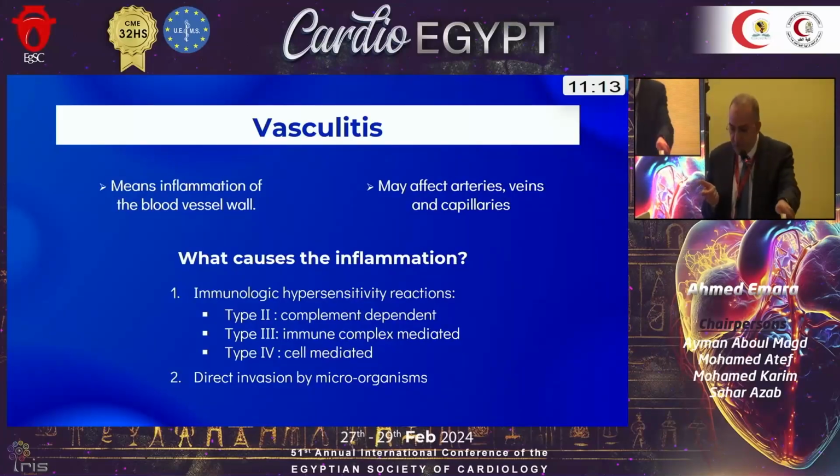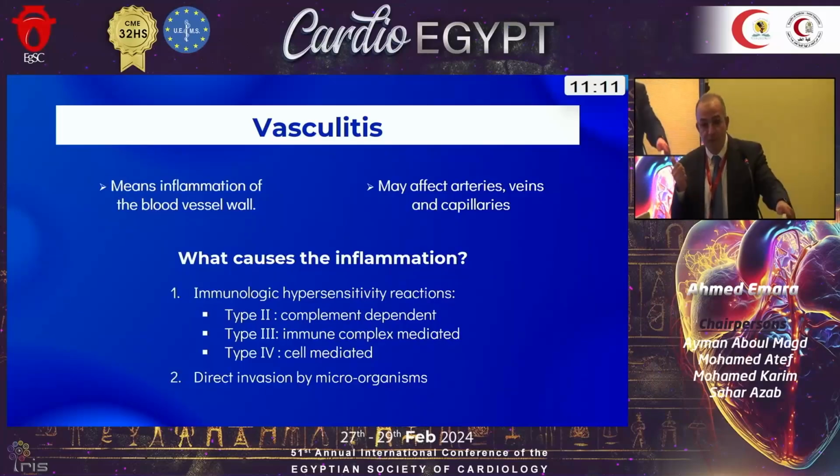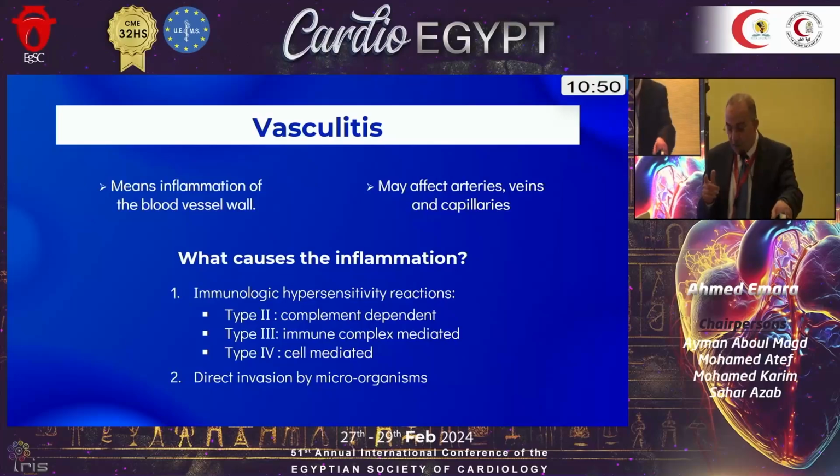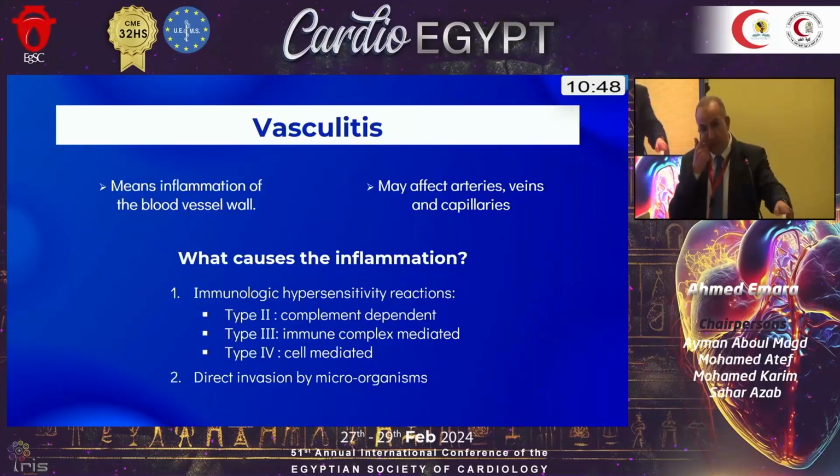The immunologic hypersensitivity reaction may be complement mediated, referred to as type 2, or cell mediated, referred to as type 4, or both complement and cell mediated. This is referred to as immune complex mediated, which is responsible for most cases of vasculitis. Or by direct invasion of microorganisms, like rickettsia, fungi, even meningococcus, which can produce endotoxins that directly attack the vessel, causing vasculitis.